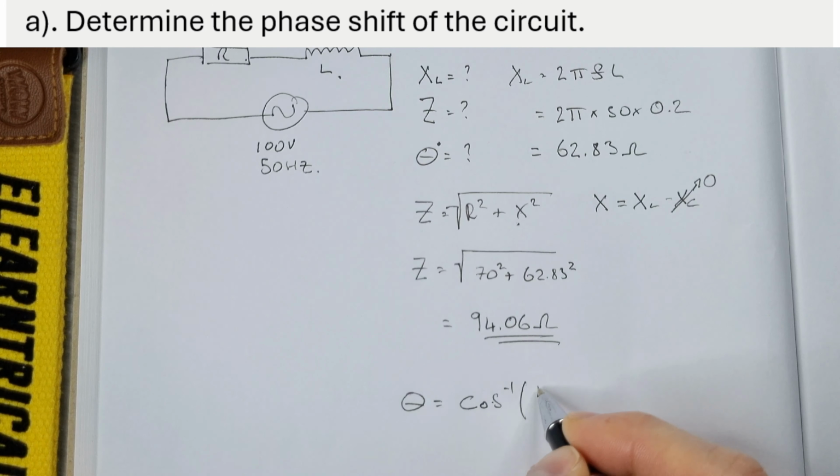To calculate our phase shift, theta is equal to inverse cos of the resistance over the impedance. So cos inverse of 70 over 94.06 gives us 41.91 degrees.